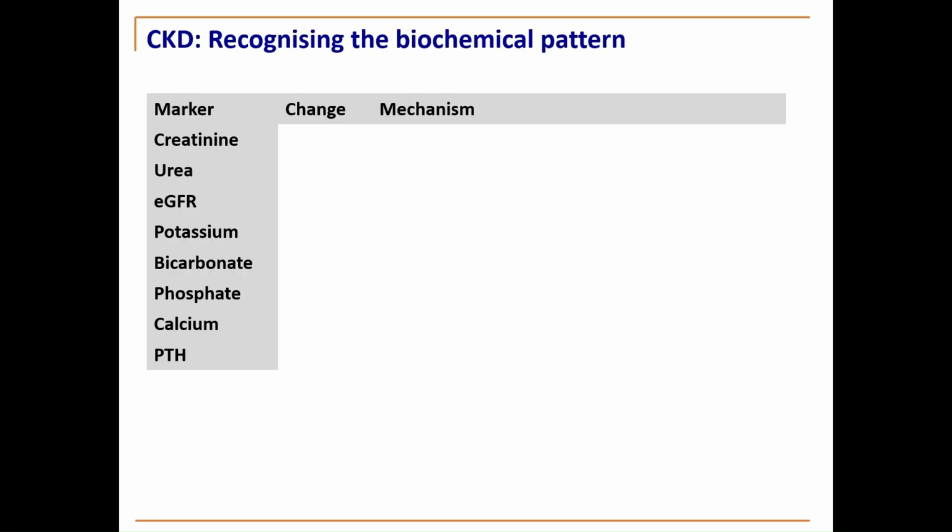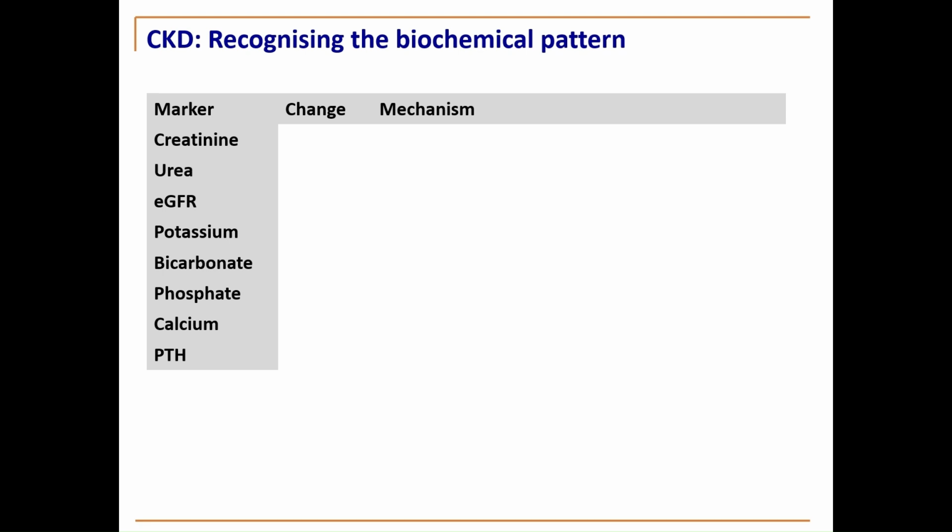So the last thing I'd like you to do is just complete this table. Really, we've already covered it. It's just a reminder table recognizing the pattern that you see in classic chronic kidney disease. So what are the changes in the marker that you can see and what's the mechanism behind that change? So press pause and then we'll quickly go through it.